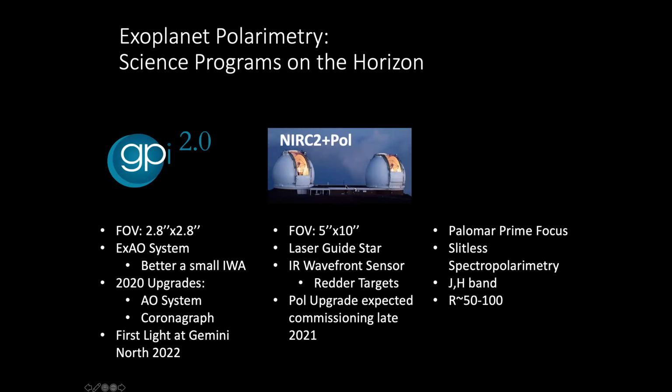I'm also working on a polarimetry upgrade for NIRC2, and this complements GPI a little bit with a bigger field of view, so going for some further out companions. And the pyramid wavefront sensor allows us to access redder targets. And then finally, we're working on a project at Palomar called WIRC+Pol that gives us slitless spectropolarimetry in the J and H band, where we're trying to probe more free-floating brown dwarfs. I'll leave it there since I'm over time and there have been delays, and just take questions from here.